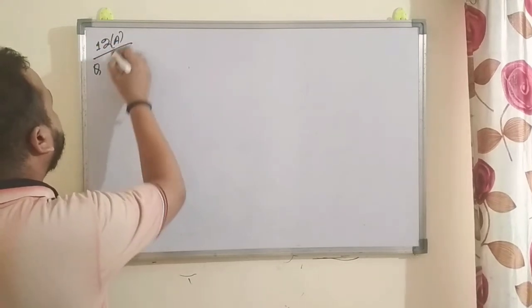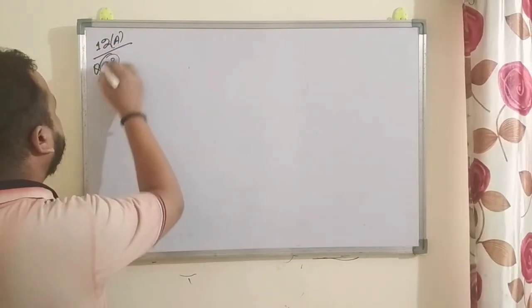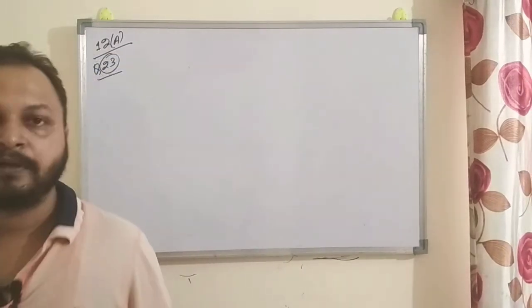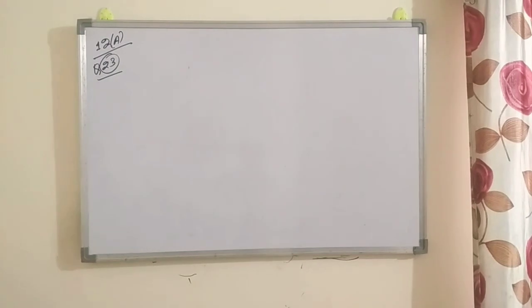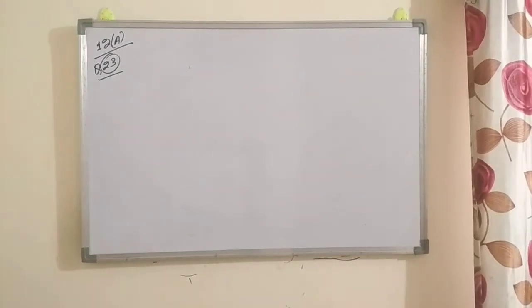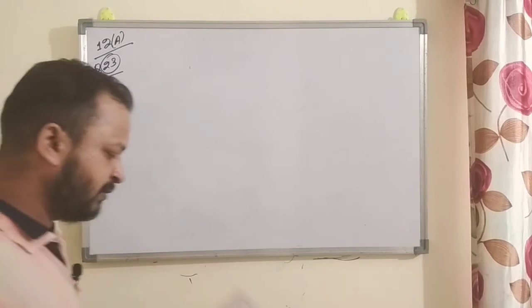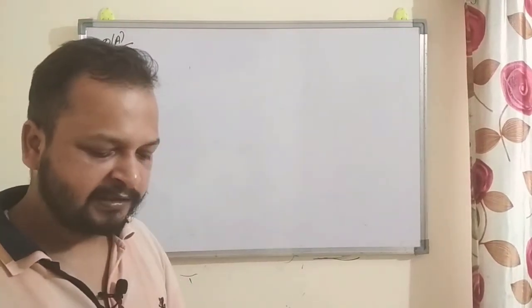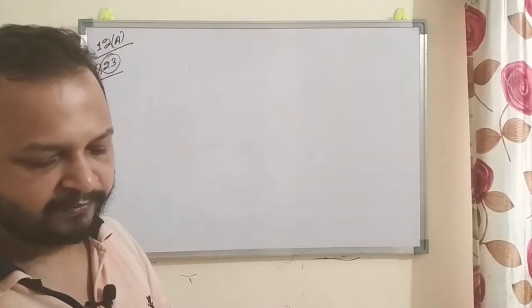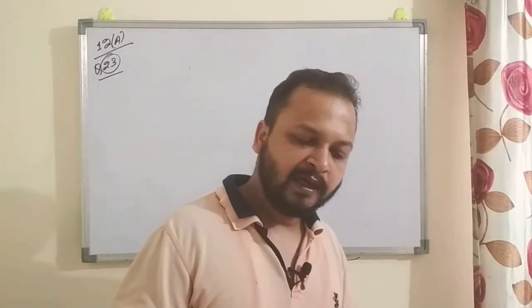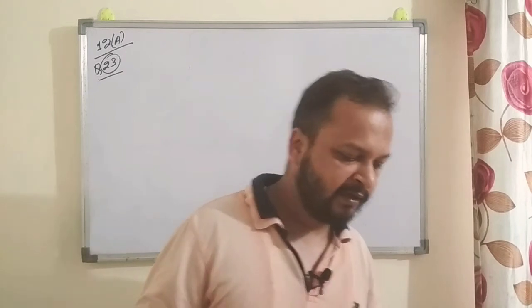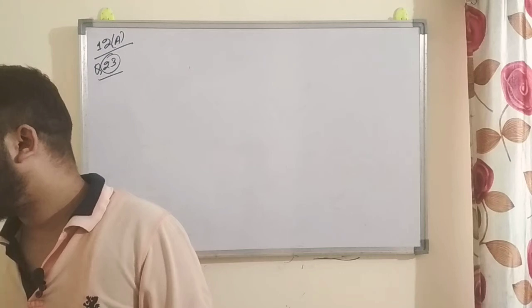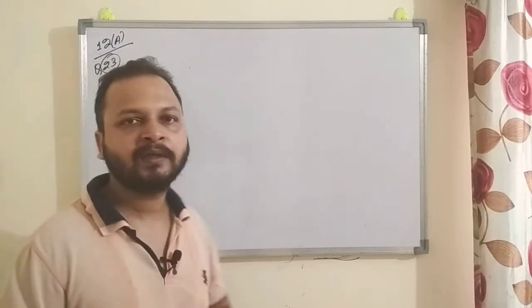Question number 23. We'll discuss 23, 24 and 25. Right? So question number 23 reads as: a sum of money lent at simple interest amounts to rupees 4745 in 3 years and rupees 5475 in 5 years. Find the sum and the rate % per annum.